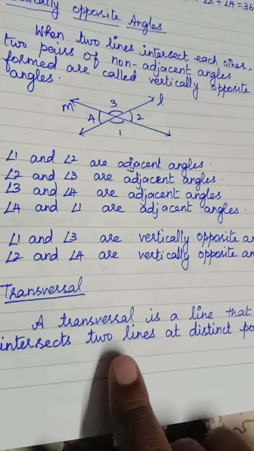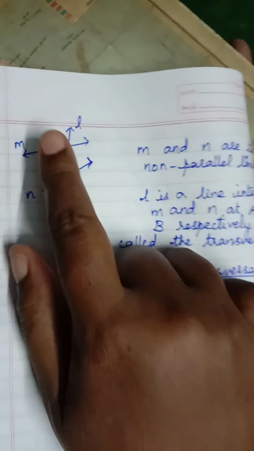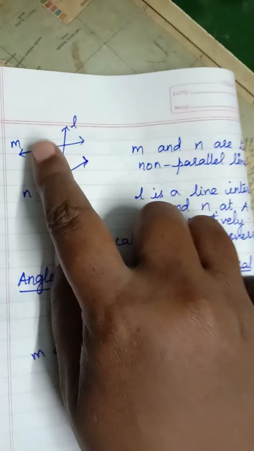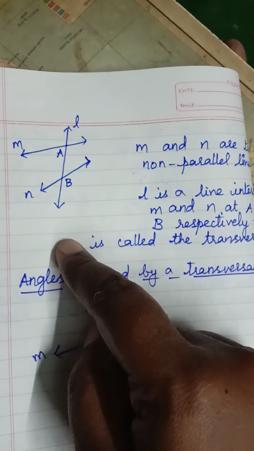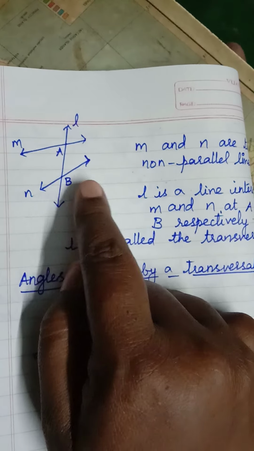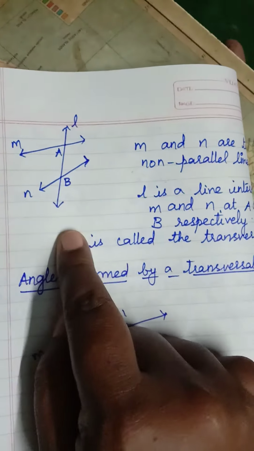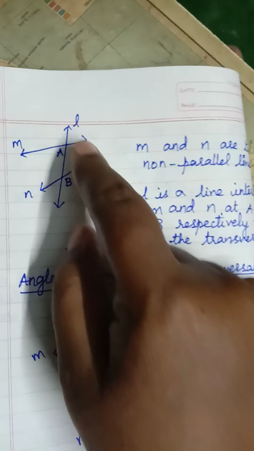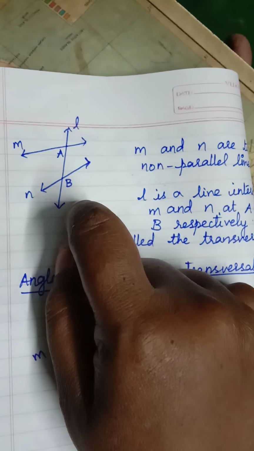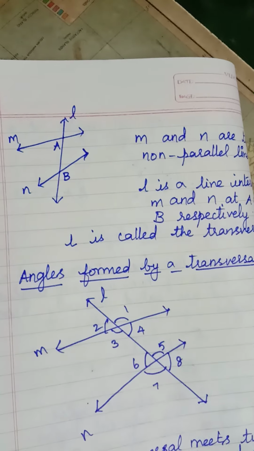Next, what is a transversal? A transversal is a line that intersects two lines at distinct points. Distinct means different points. See here, M and N are two lines, two non-parallel lines. There is a line in between this, there is a line L. This intersects M at the point A and this intersects N at the point B. So this line L is called a transversal. A transversal is a line which intersects two non-parallel lines at distinct points, different points. Here A and here B, it intersects them.